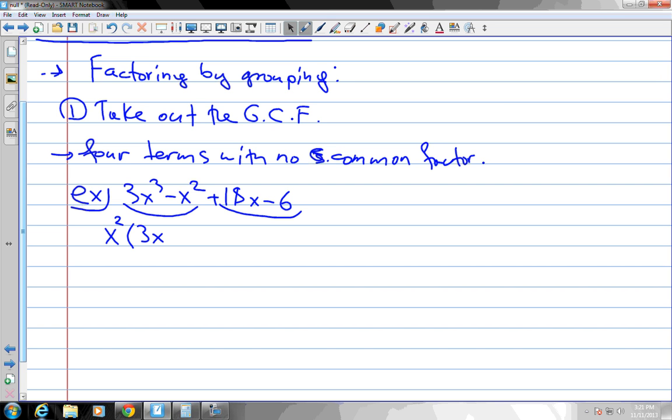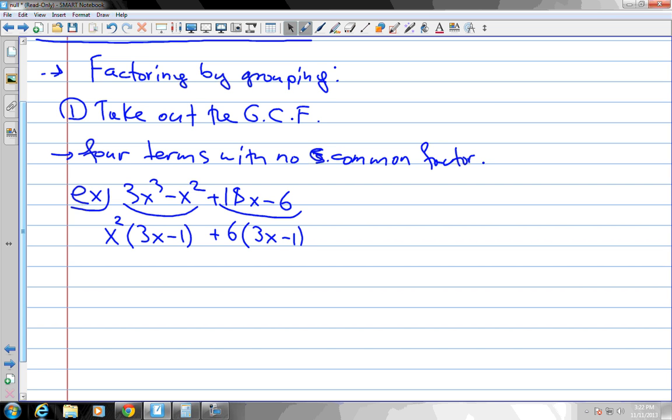3x minus 1, right. So we need that placeholder, okay? So that's just factoring the first 2 terms. If I look at the next 2 terms, do they have a common factor? 6. So let's take that out. If I take 6 out, that leaves us with 3x minus 1. Right? What do you notice, if anything?